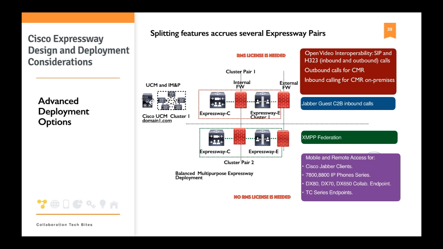This is a very good option, especially if you have two different environments, or you do have already a VCS environment with a VCS core and VCS Expressway that is serving business to business and Jabber Guest as well, and you want to introduce mobile remote access. You can actually have two other pairs in a cluster to be used as mobile remote access and XMPP federation.